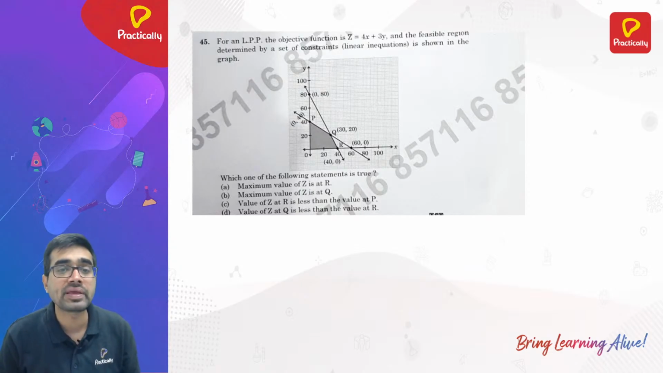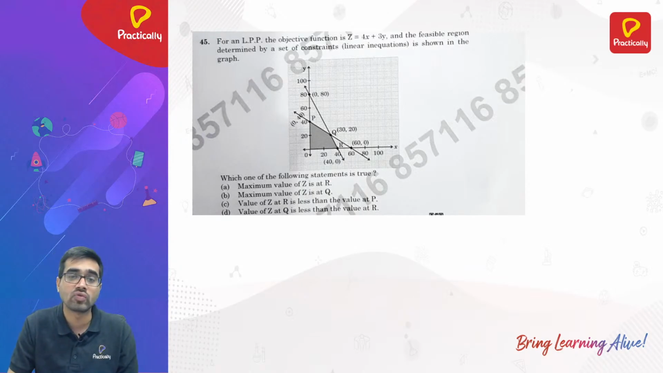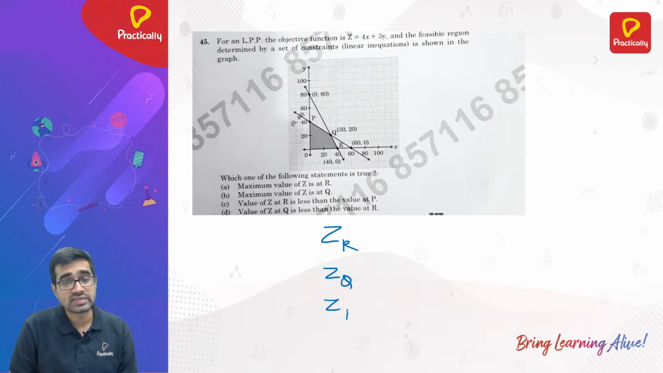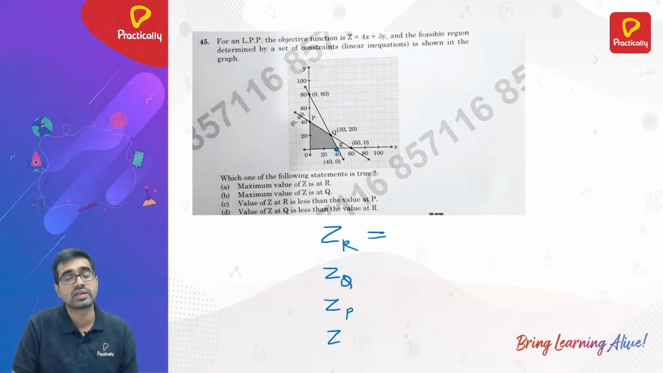So for an LPP, again, you are given certain equations. I'm leaving it for you. I'm thinking that you people can just put the values and find it. Whichever you put, find ZP, or sorry, ZR, find ZQ. Okay, find ZP and find ZR. R is this value, not this value. Okay, R is here. That is the line intersection.